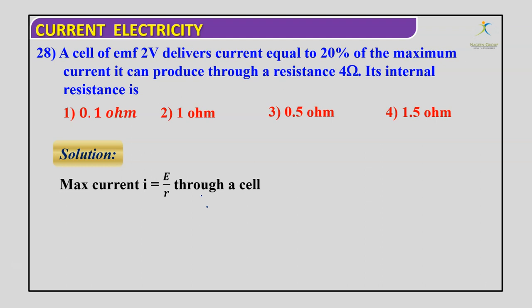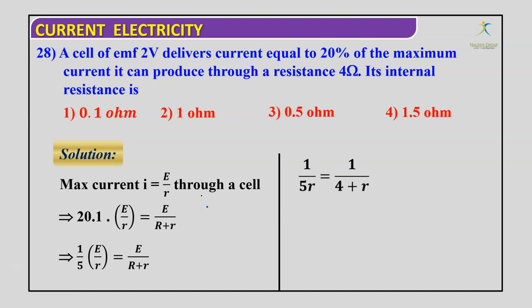Maximum current I is equal to E by r. That means 0.2 into E by r is equal to E by R plus r. Now we put all these values together. We get 1 by 5r is equal to 1 by 4 plus r. Here we can get the value of r, which is equal to 1 ohm. Now moving ahead with the next question, because this option is correct.